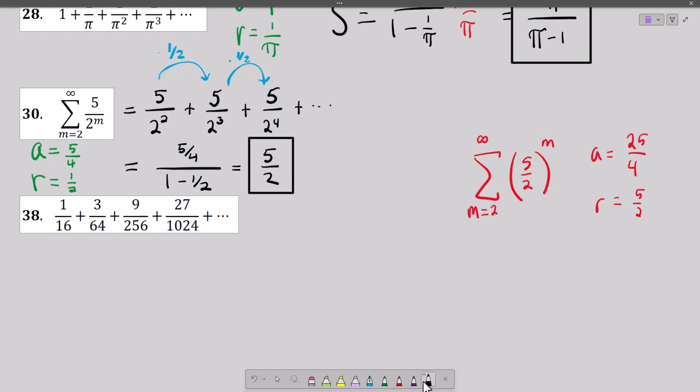Sebastian? Could you also factor out the 5 outside of the equation as well, since it is going to infinity? Mm-hmm. So you could do that. You could write this as 5 times the summation of 1 over 2 to the m, if you wanted to. That would be totally equivalent. So you could find the sum of this, and then multiply by 5. That would also work.